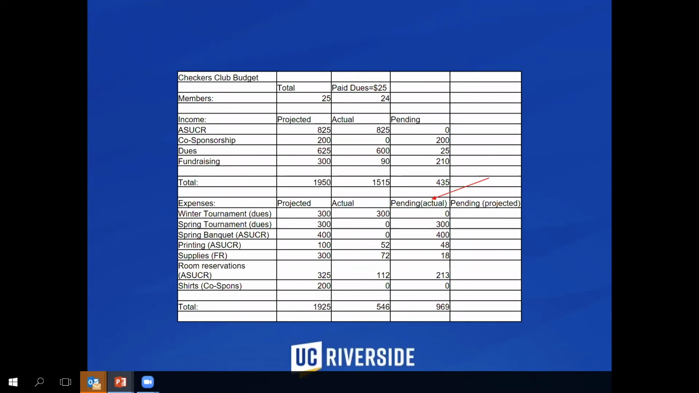As you can see, everything is pretty straightforward until you get to the supplies area, where they have projected $300, they've spent $72, and have pending 18, because it's based on the amount of actual dollars that they have raised. And they have actually raised $90 total. So you take the number that they spent and you subtract that number from the actual dollars they have, and you come to a total of $18. Actual real dollars pending to spend.